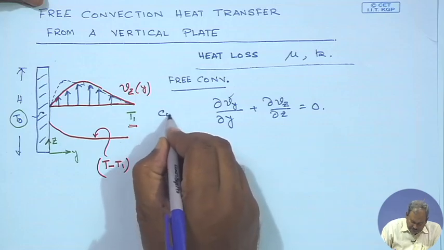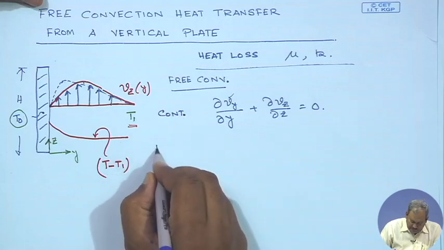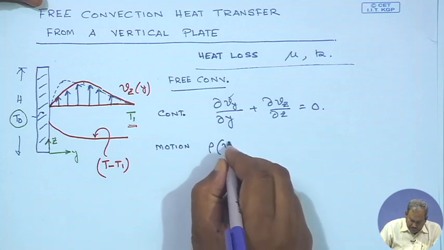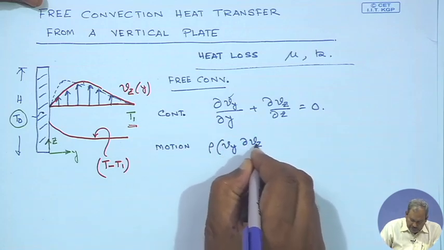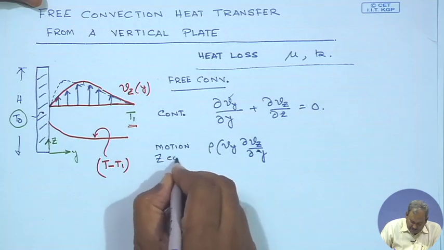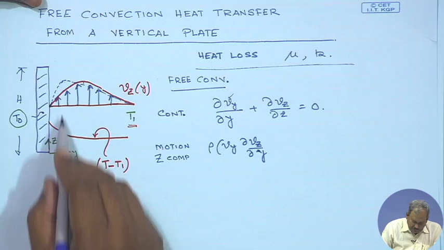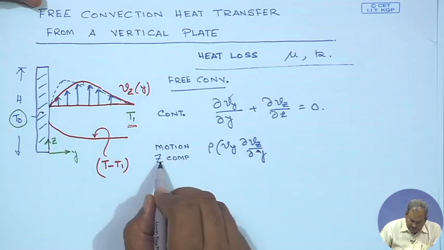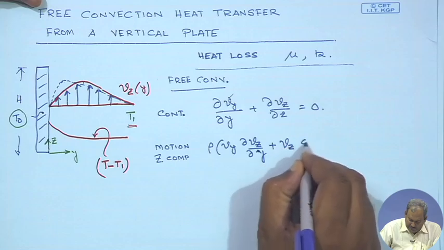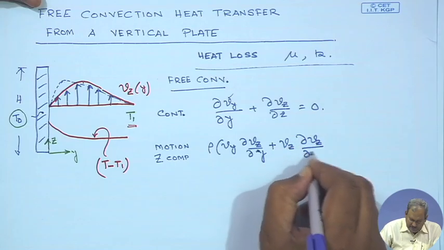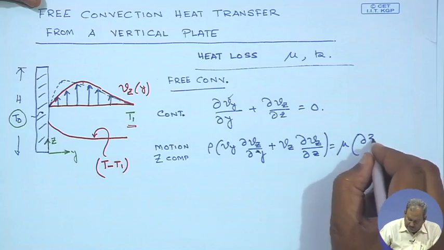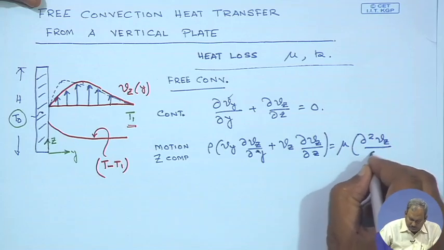So, this is the equation of continuity, and then I am writing the equation of motion, which is rho times V y del V z by del y plus V z del V z by del z equal to mu times, and these are the viscous transport terms. This is the z component of the equation of motion, because most of the motion is in the z direction.